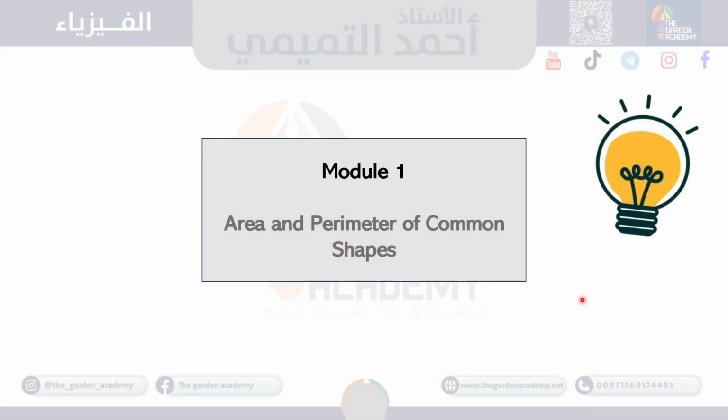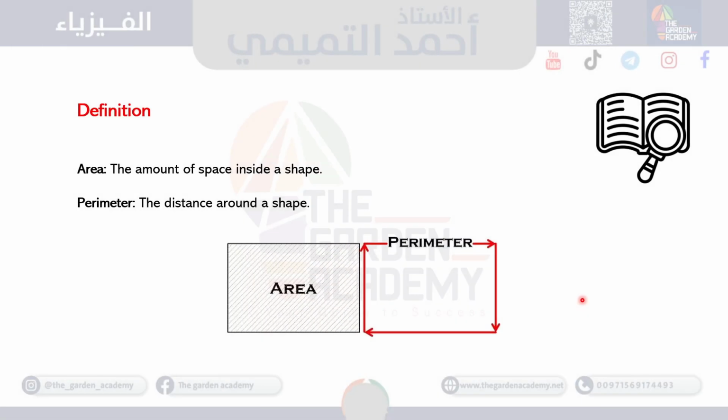In Module 1 we will differentiate between area and perimeter of common shapes. Let's start with a few definitions. What is an area? Area is basically the amount of space inside a shape, while perimeter is the distance around a shape. If we look at this illustration, we will see that the shaded space inside this rectangle represents the area of this rectangle, while the distance around this shape, as you can see, if we add those sides together, we will get the perimeter of this rectangle.